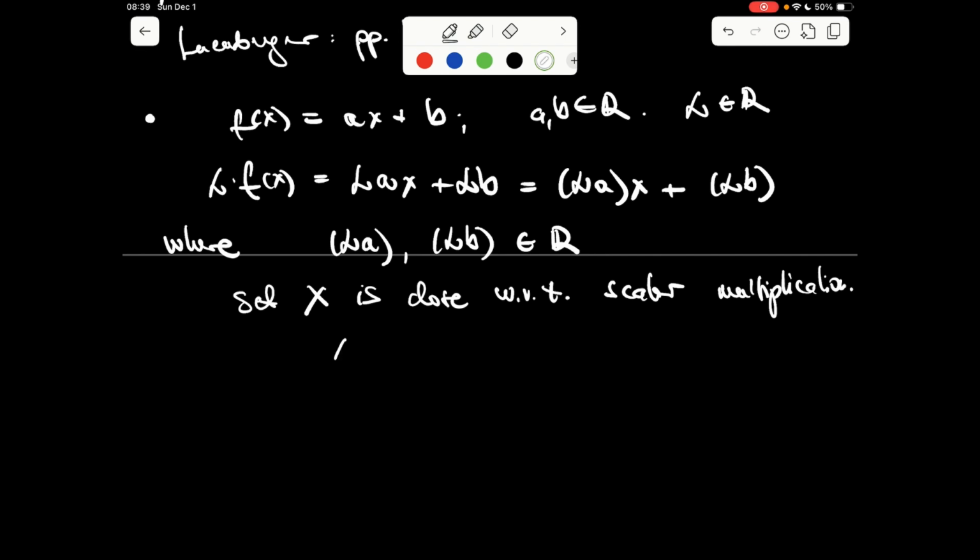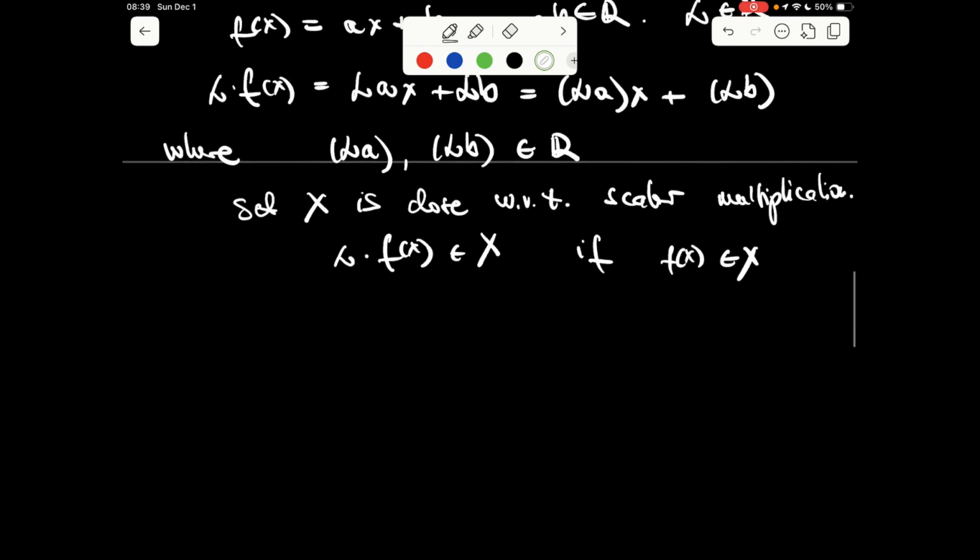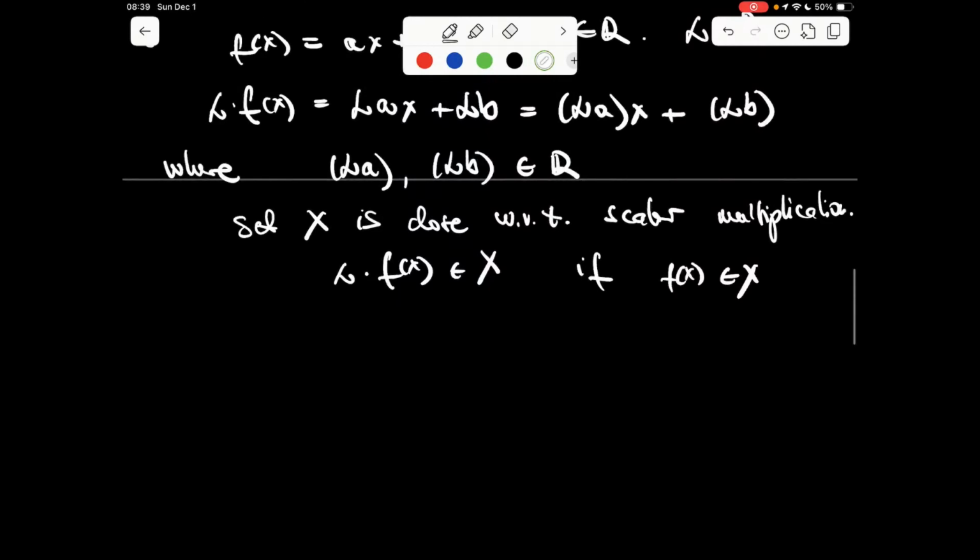So to sum up, we can say if we have a function in set X and if we multiply this with a real scalar, we receive a function which is still in set X. This was the first point to make. The second point, closedness with respect to addition.